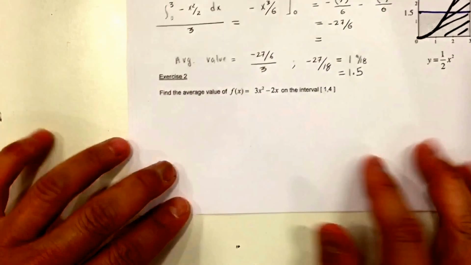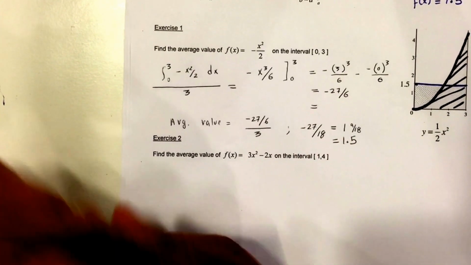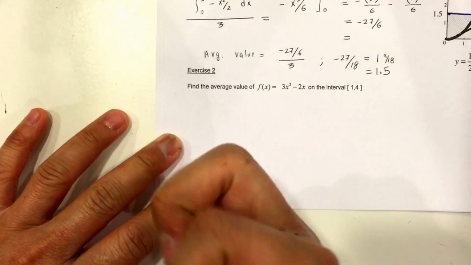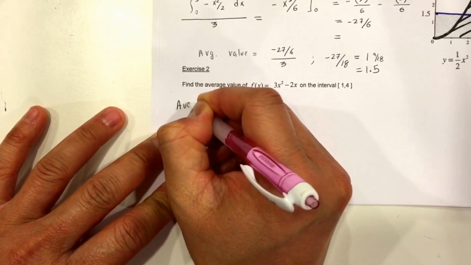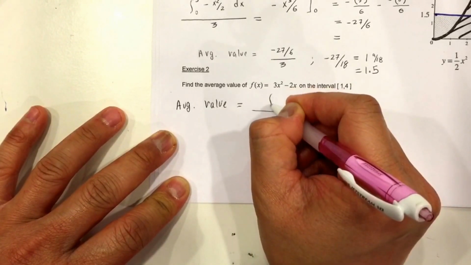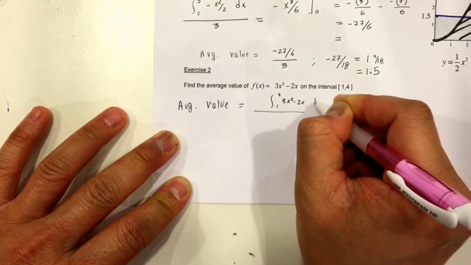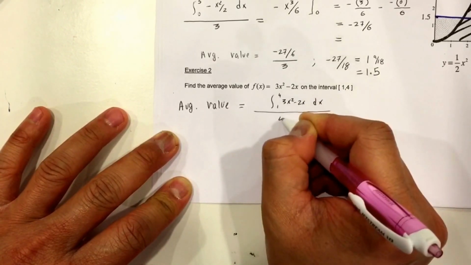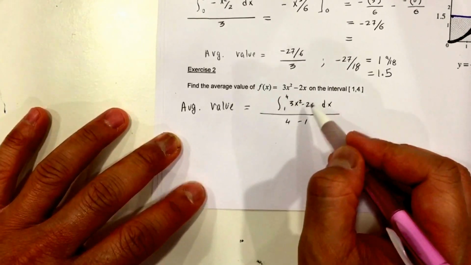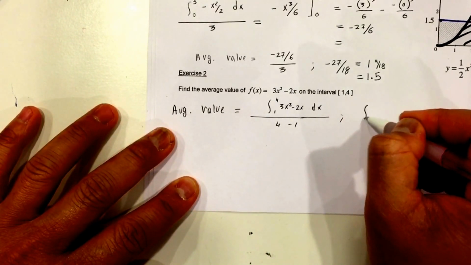Find the average value of this function from 1 to 4. So let's go ahead and set it up first, and then we'll do the computation later. So average value is defined to be, by definition, the integral from 1 to 4 of 3x squared minus 2x dx, all divided by 4 minus 1. So let's go ahead and find out what the integration is, and then we'll divide that by 3 later. So on the side, we're just going to find out what this is.